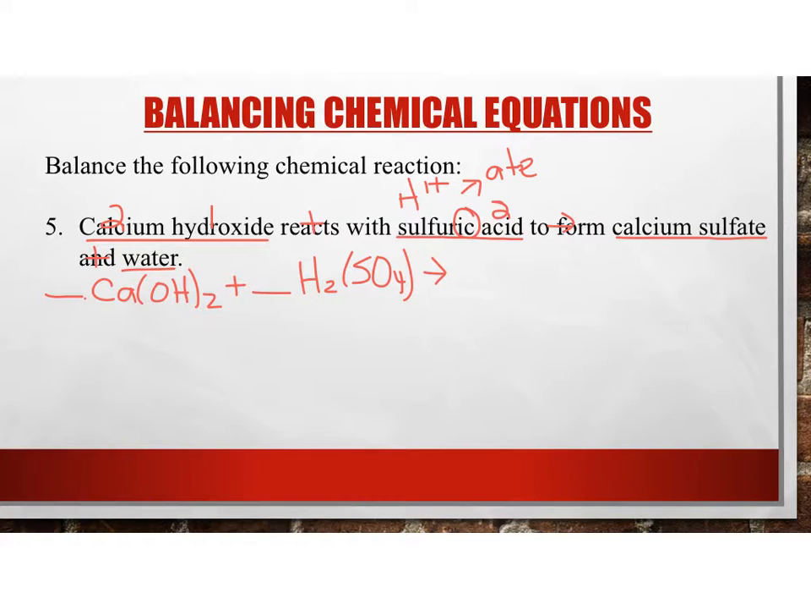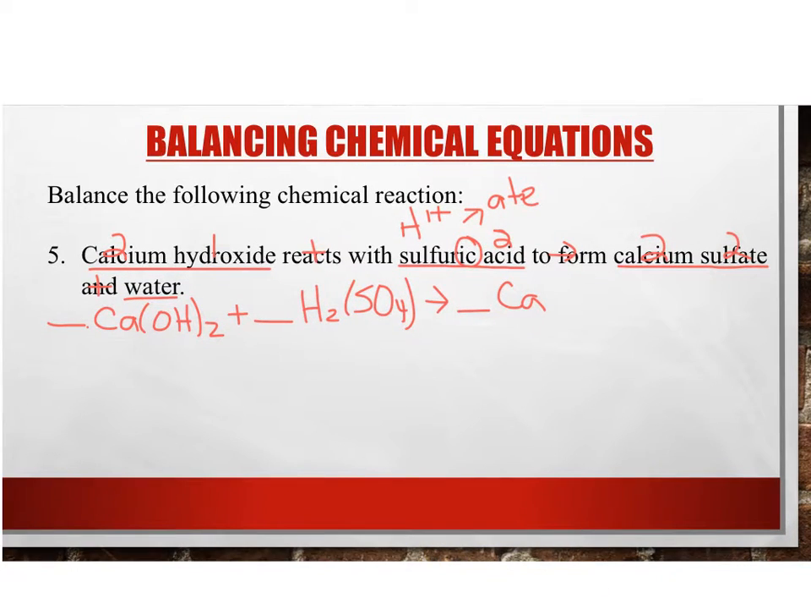Okay, looking at the product side. 2+ and 2−, same number means no number. So I got CaSO4 plus water.